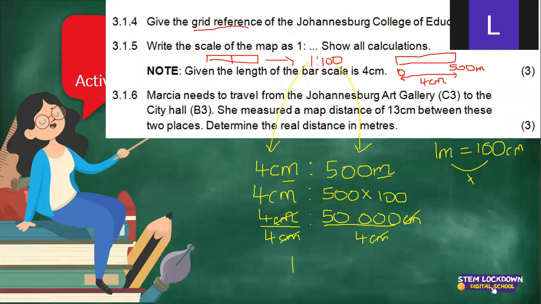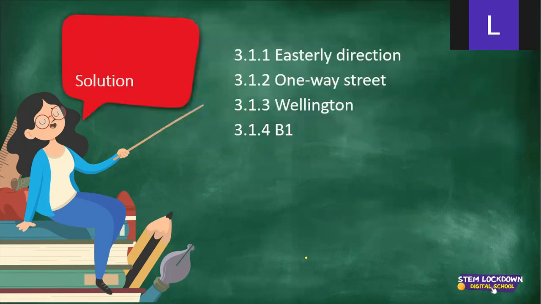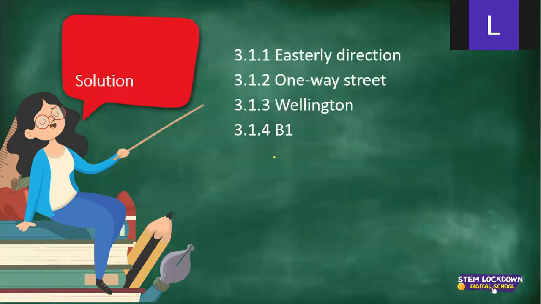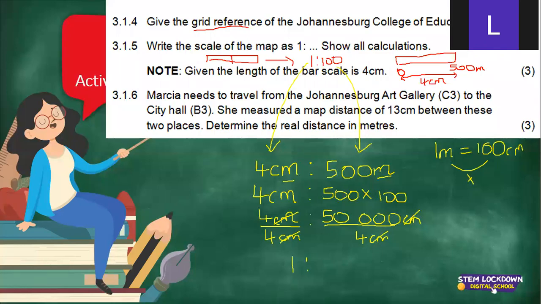Okay, I don't have much time, learners. I think the answer is 12,000. Let me cheat for a bit. Yes, the answer is 12,500, right? So your scale is 1 to 12,500. You converted your bar scale, which was in this format, to your number scale, which is 1 to 12,500.